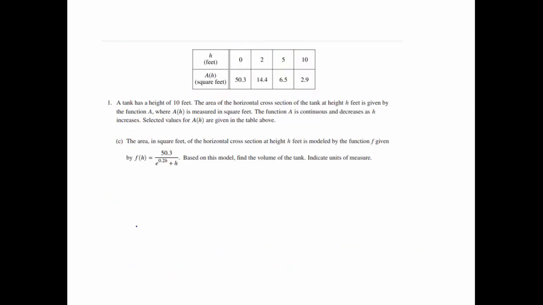Okay, part C, the area in square feet of the horizontal cross-section is modeled by the function f given by this formula. Based on this model, find the volume of the tank. So volume of the tank is going to be feet cubed. To get from area to volume, we're going to take the integral. So we're just going to take the integral from 0 to 10 of that function, and so that I don't actually write down this function incorrectly, I'm just going to put f of h dh. So that's the setup that I'm going to do. You could actually put that formula in if you want to, and then you should get an answer of 101.325, and it did say to indicate units of measure again, so this will once again be feet cubed.